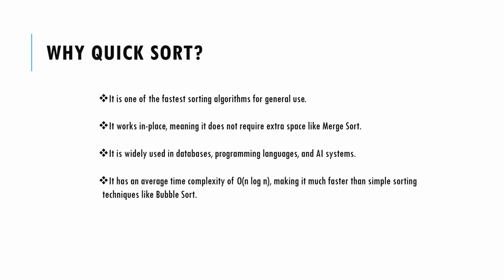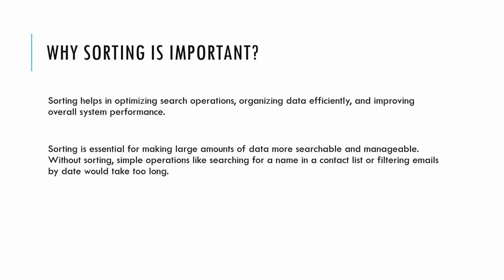It's used in search engines such as Google, etc. and in programming languages. For example, we have quicksort, which is used as the default sorting algorithm for Java and Python. It has an average time complexity of O(n log n), which makes it much faster than simple sorting techniques like bubble sort. Why is sorting important?